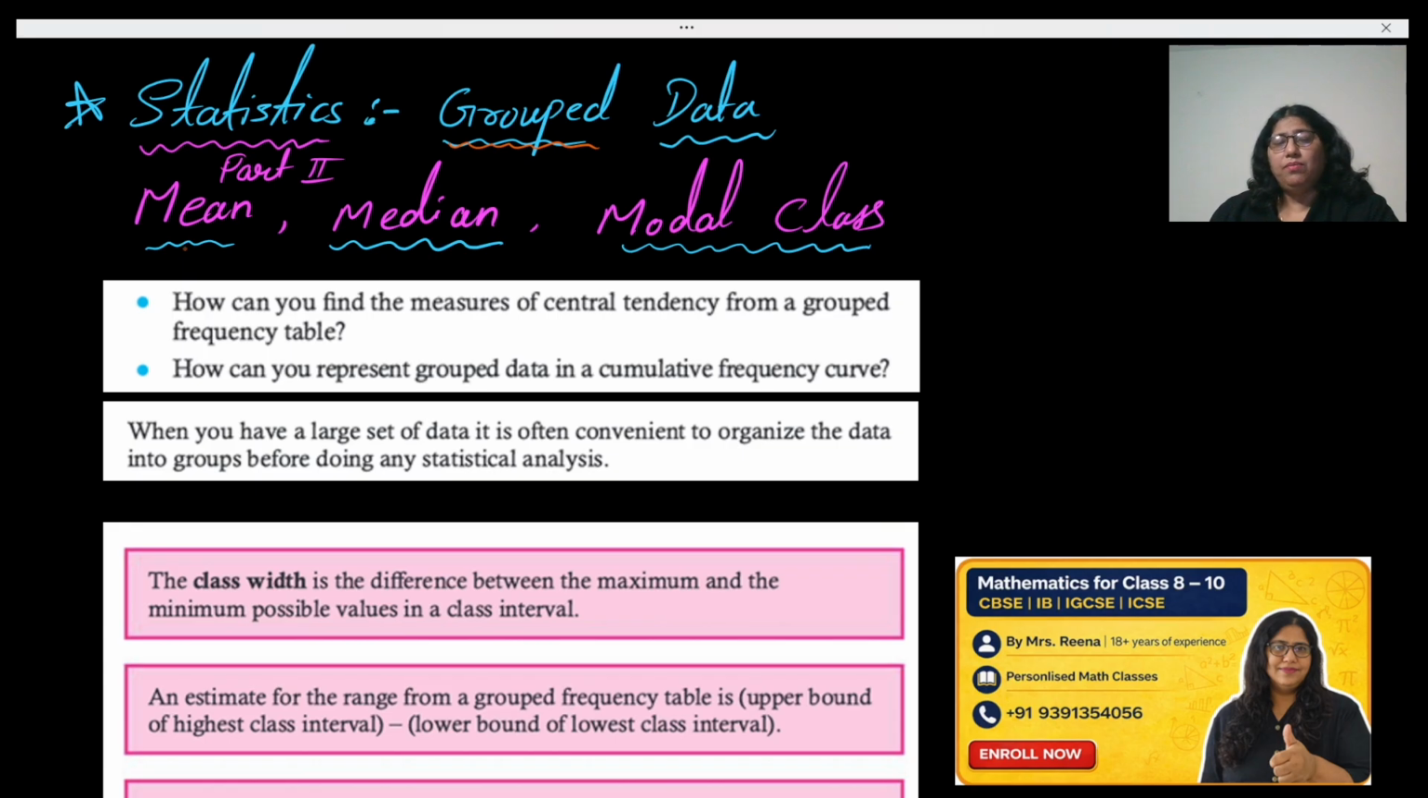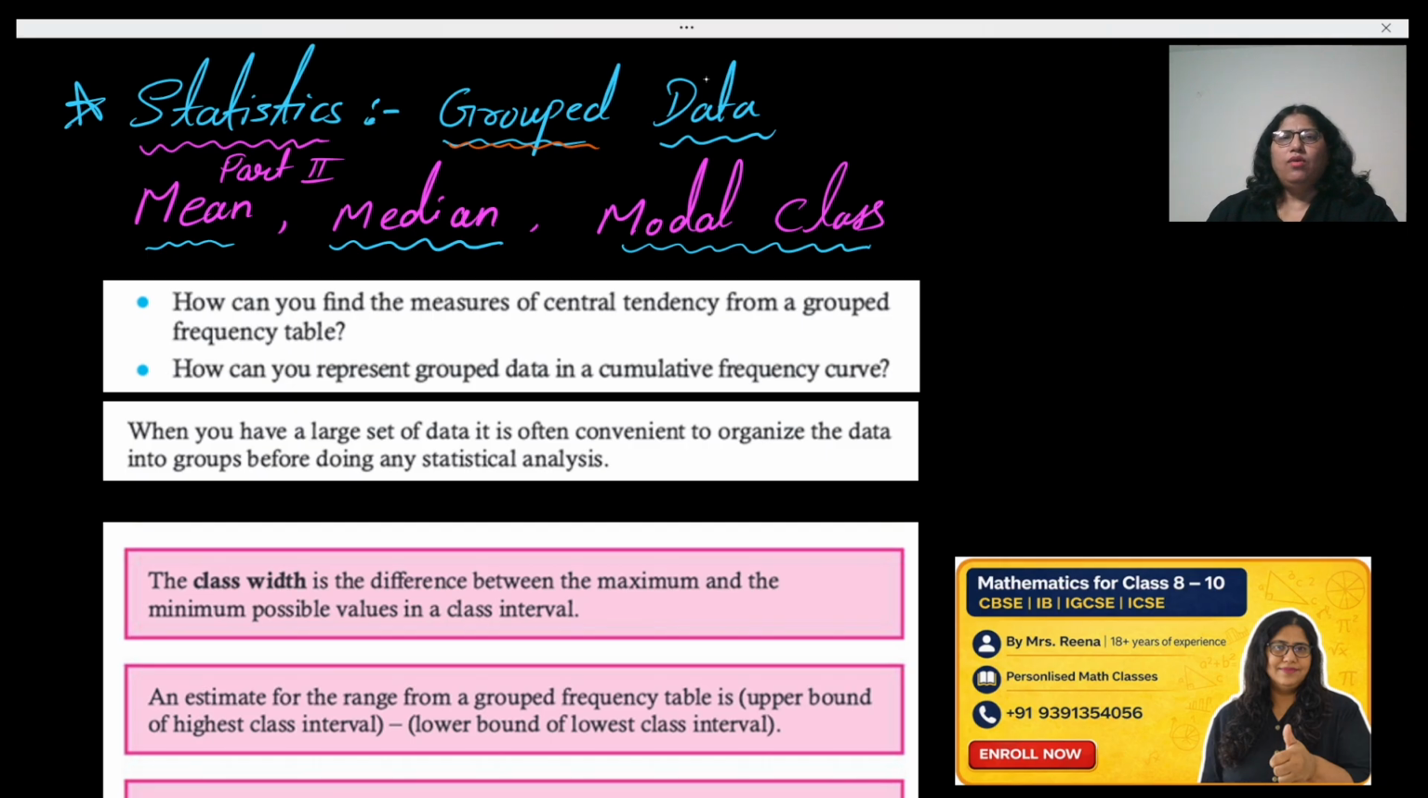Generally you use the sum of observations divided by the number of observations for ungrouped data, but here there will be one formula for grouped data. Then you will see how to calculate the median using the cumulative graph, and how to identify the modal class. Here you cannot find a particular mode value, but from among the class intervals you will get the modal class.